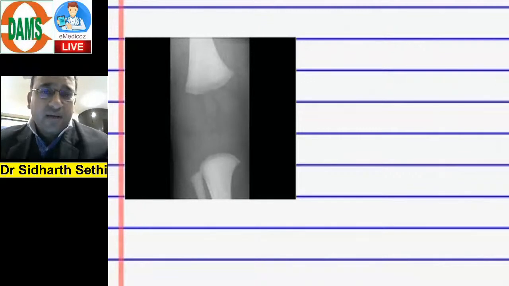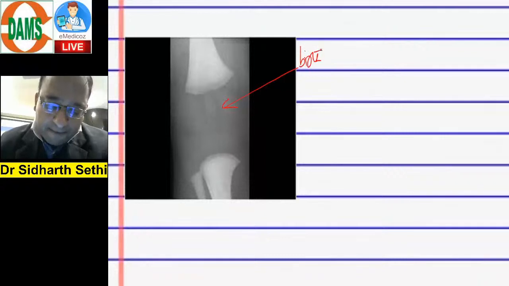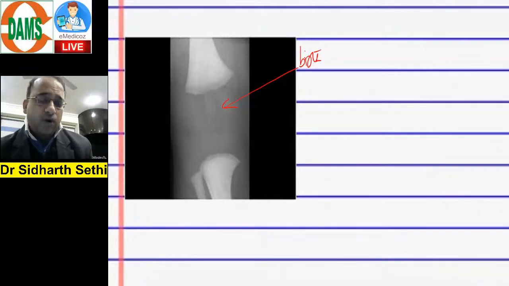But still, if you do an X-ray of the knee joint, all of you know from your forensic medicine that this lower epiphysis of femur comes at birth. Now this will be absent. So in congenital hypothyroidism, the lower femoral epiphysis will be absent. Okay, lower femoral epiphysis will be absent in congenital hypothyroidism.